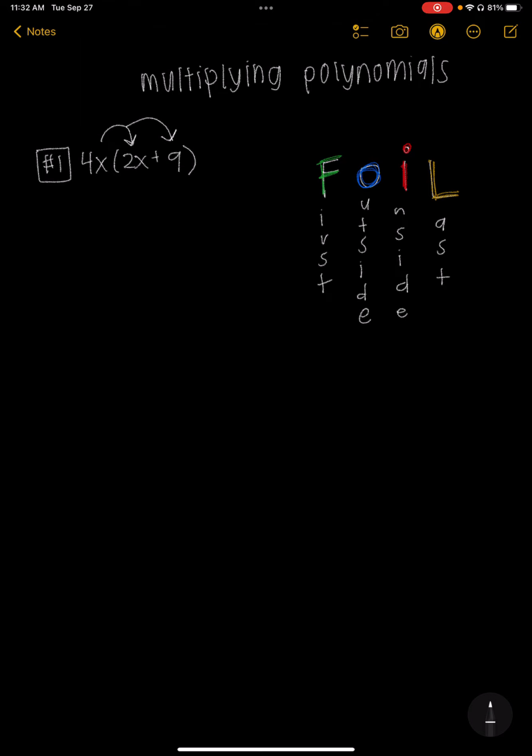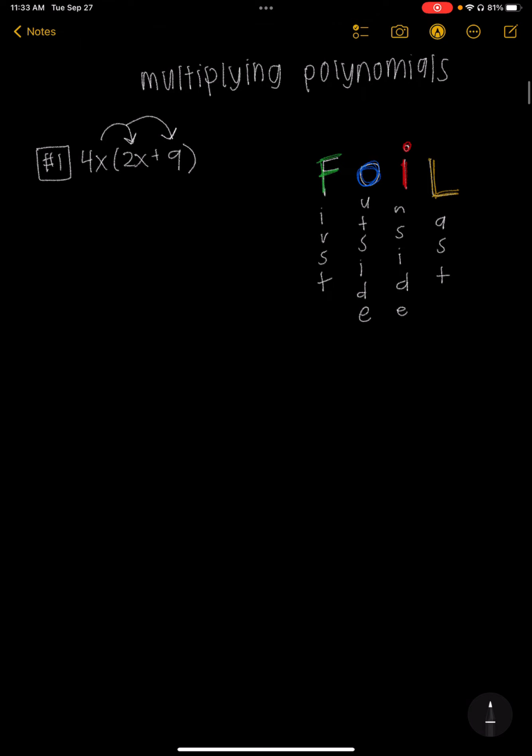So I draw these arrows just to represent that I'm going to do that to both of these things. You don't have to draw the arrows if you don't want to. It just makes it a little bit easier to remember what you're doing. So we're going to start with 4x times 2x. And 4x times 2x, we do 4 times 2, which is 8. And then x times x is x squared.